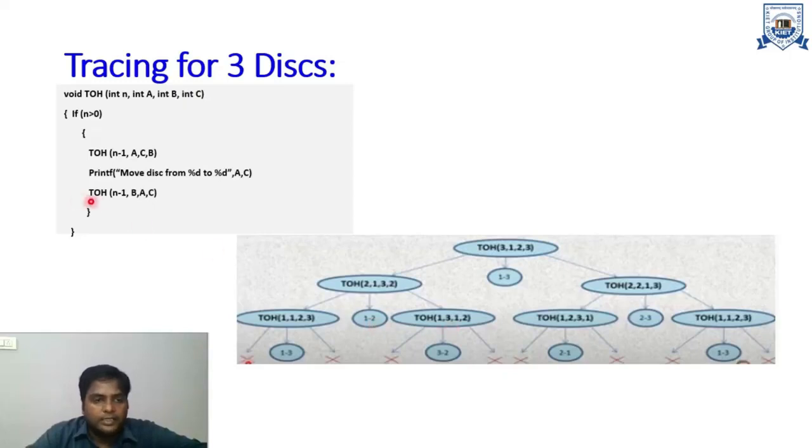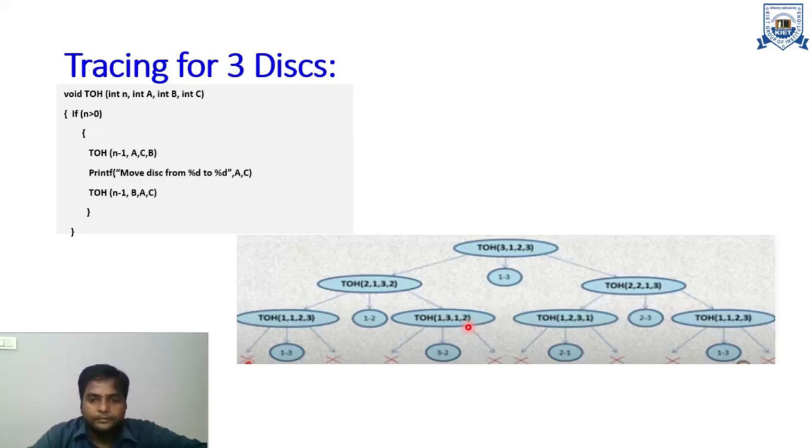The next one is n minus 1 comma B comma A comma C. So n minus 1 is what? N minus 1 is 1 because 2 minus 1 is 1. B is what? B is 3 over here. So here we place B. Then A is what? A is 1. So here we have 1. And C is what? C is 2. So we place C, that is 2 over here.